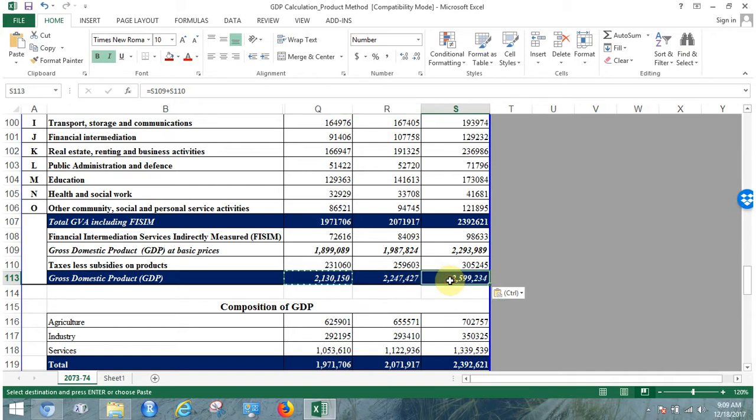So the most important thing is that GDP and GVA are different in the case of Nepal because of two adjustments. The first one is financial intermediate services, and the second one is the indirect taxes and subsidies. Not only in Nepal, this discrepancy is found in most of the countries.